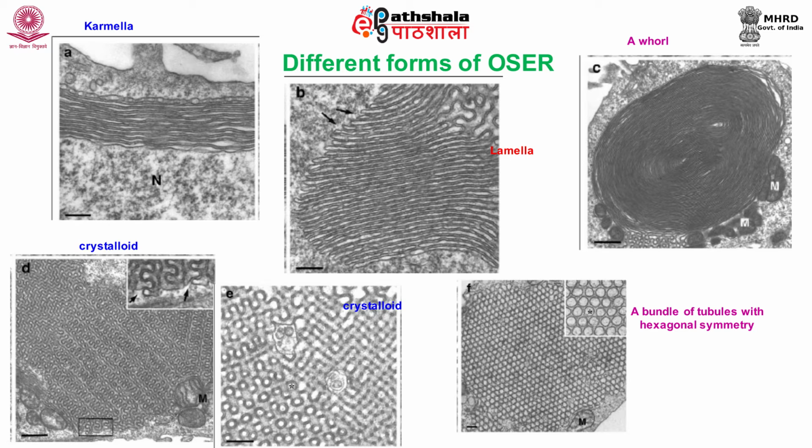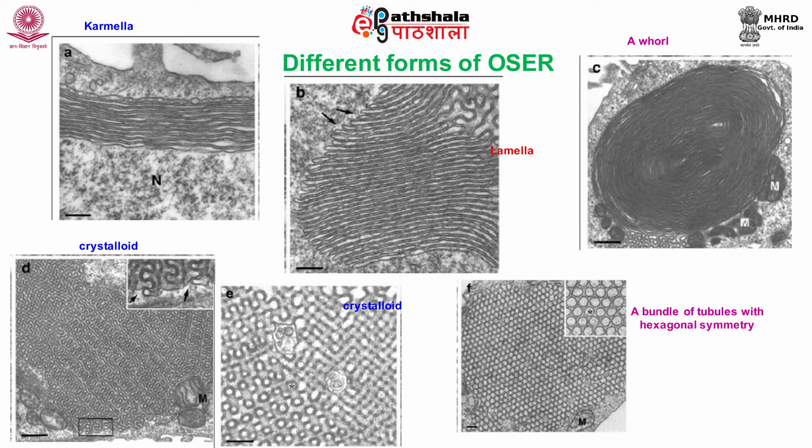Smooth ER forms parallel arrays of stacked cisternae in those tissues which overexpress ER membrane proteins. There are many types of stacked ER and they are collectively called organized smooth endoplasmic reticulum or OSER. Different forms of such organized smooth endoplasmic reticulum can be observed in this slide.